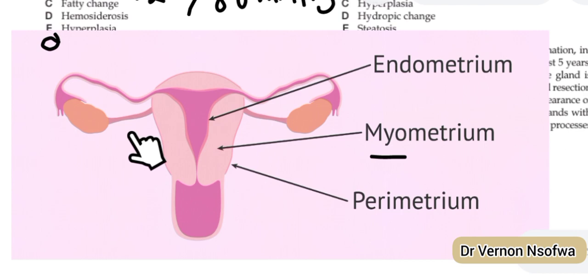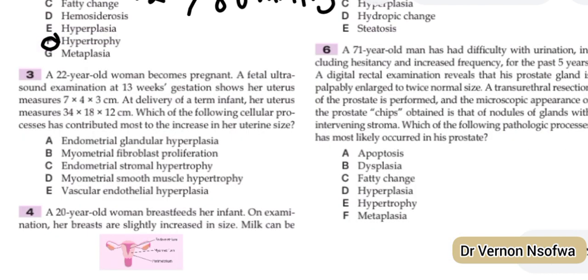Now, let us go back to our question. Which of the following cellular processes has contributed most to the increase in uterine size? What is the first option? A, endometrial glandular hyperplasia. No, that's not the answer. B, myometrial fibroblast proliferation. No, that's not the answer. C, endometrial stromal hypertrophy. No, that's not the answer. D, myometrial smooth muscle hypertrophy. Well, that's good. That's the answer.